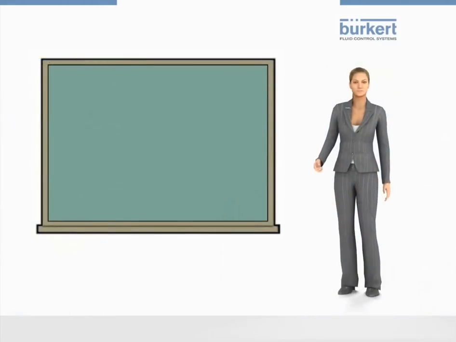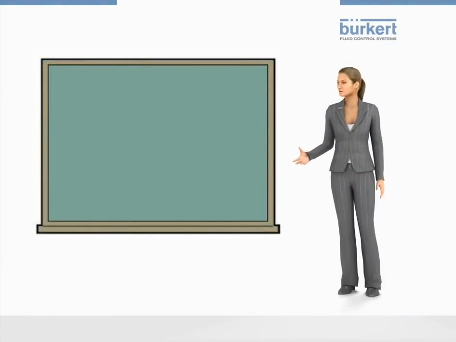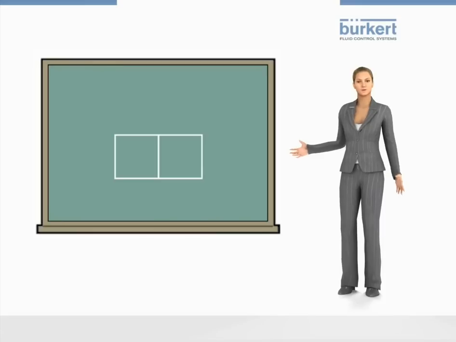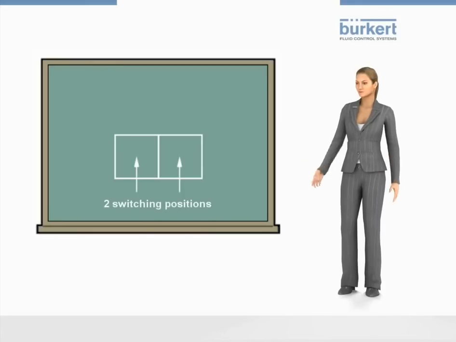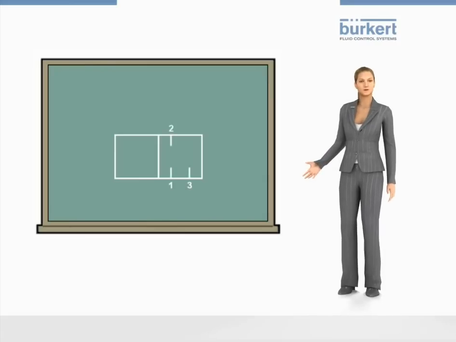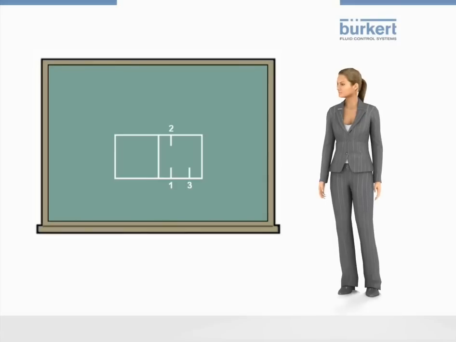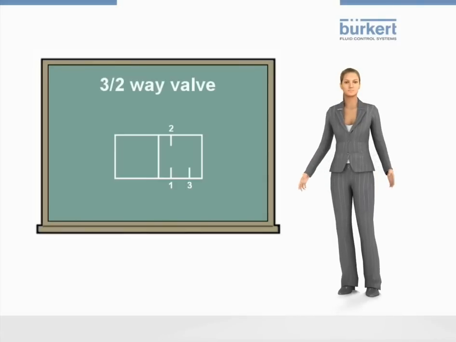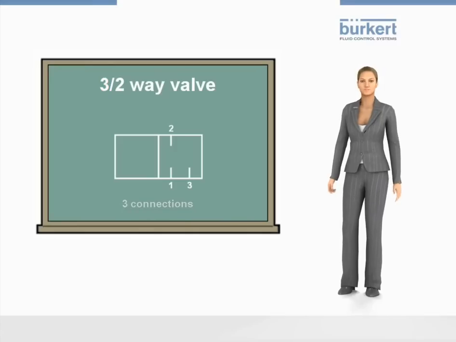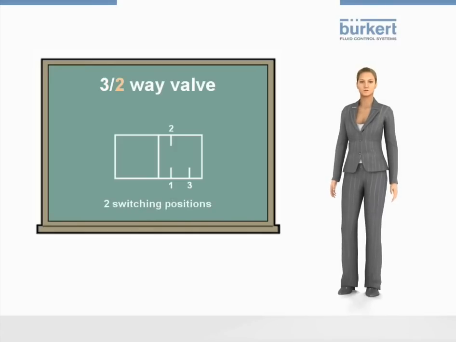Each switching position is illustrated by a square. This symbol represents a two-way valve, as it has two switching positions. The ports are represented by lines connected to the square. The port lines are connected to the switching position that is currently active. This valve is called a 3-2-way valve, where the 3 stands for the number of ports and the 2 for the number of switching positions.